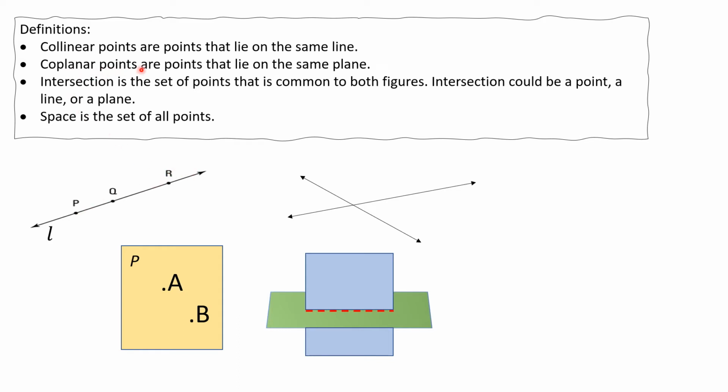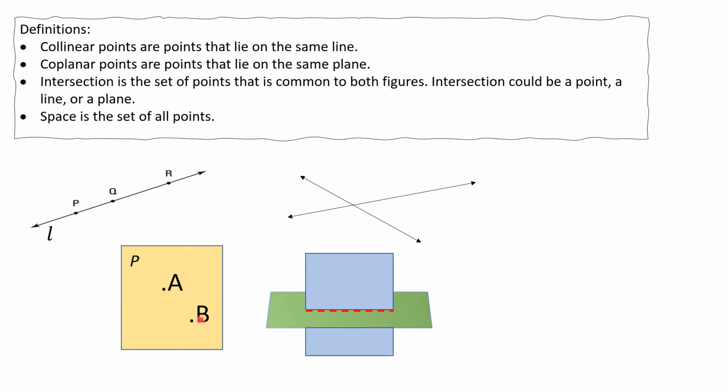Next, we have coplanar points, which are points that lie on the same plane. So we have here plane P. Point A and point B are inside the plane, or on the same plane.